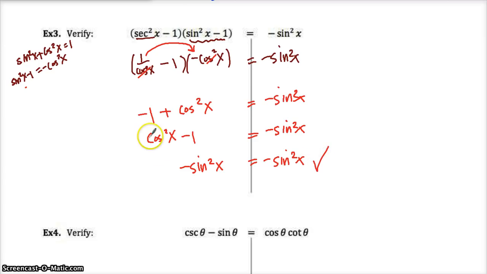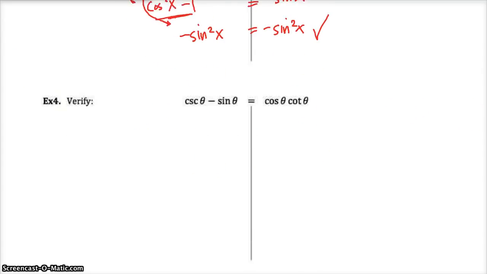That is true. You don't really need both of these steps. You could have gone straight from this step down to here. That's fine. This wasn't needed. But I'm trying to get you guys to see the connection with this Pythagorean identity. If we move the 1 over, it becomes -1. That means we have to move the sine squared over. It becomes negative sine squared.